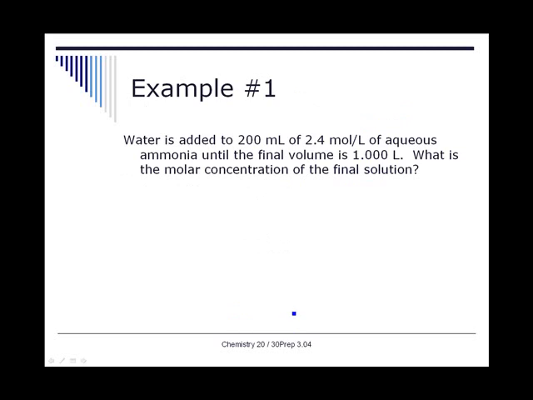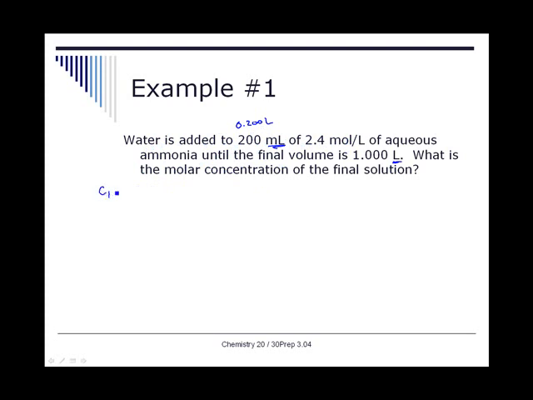A couple of important things: always make sure you're working in moles per liter, and always make sure that your volume units are the same. In this question, we have liters and milliliters, so we've got to make sure both of those units are the same. Since for most other calculations we use liters, I'm going to convert the 200 milliliters to 0.2 liters. Here we have: water is added to 200 milliliters of 2.4 mole per liter aqueous ammonia until the final volume is 1 liter. What is the new concentration?